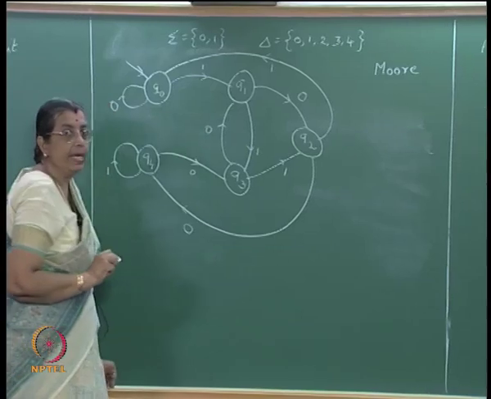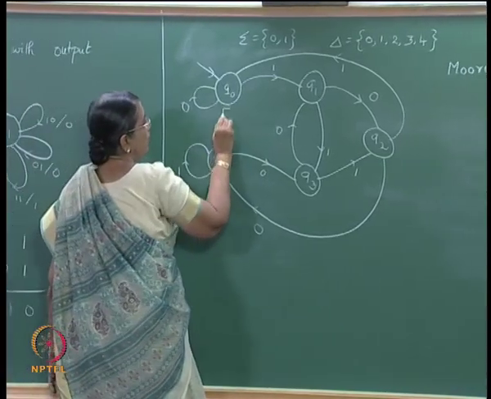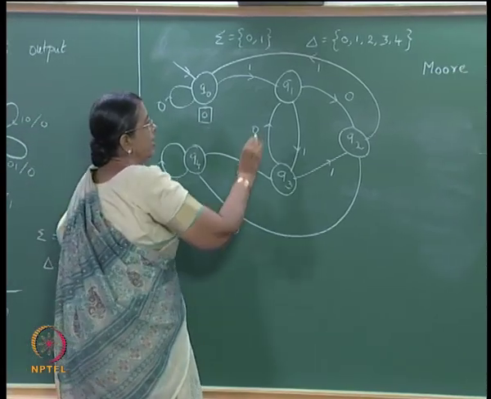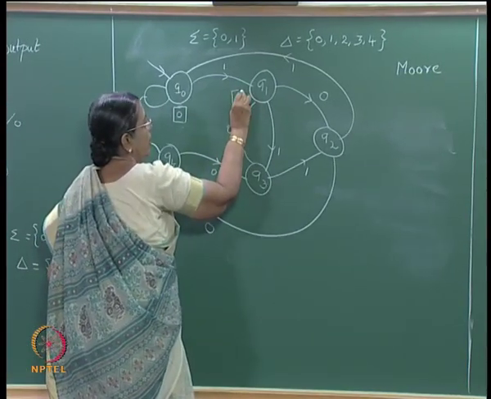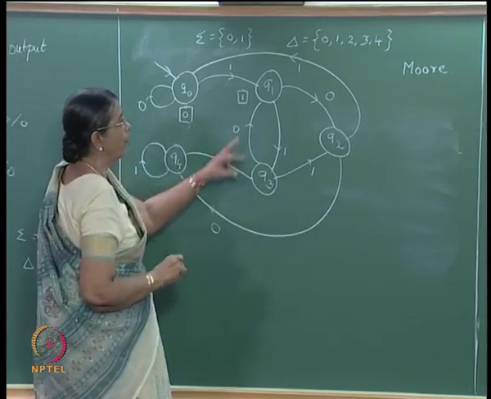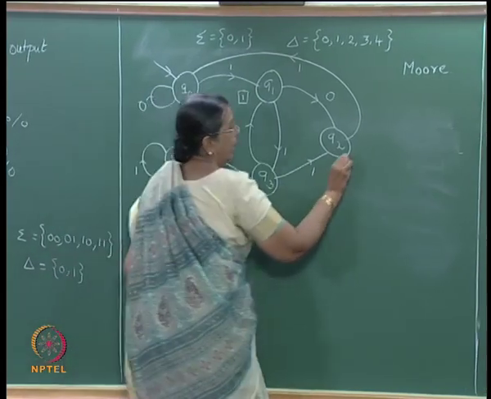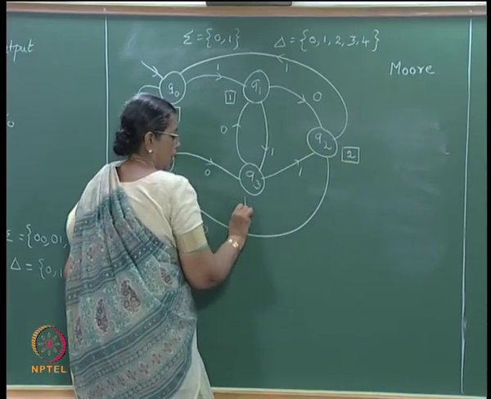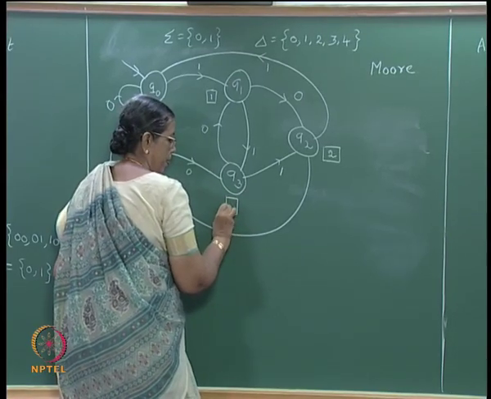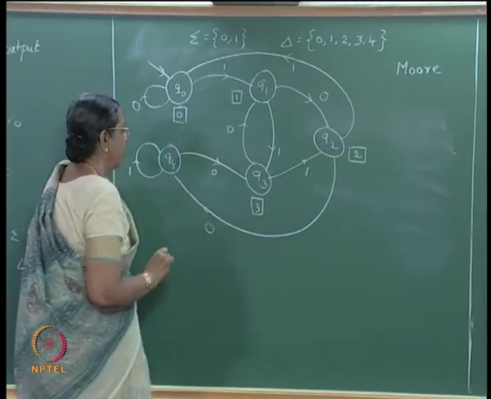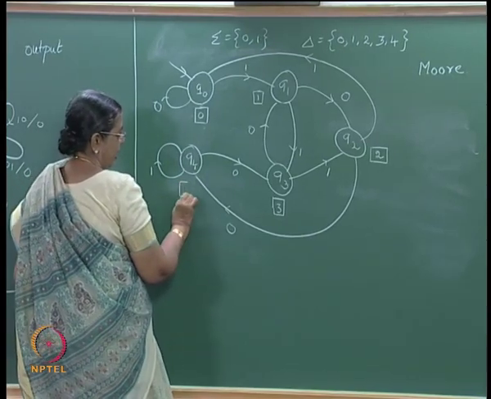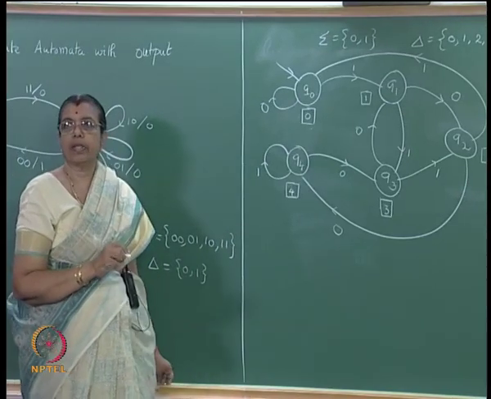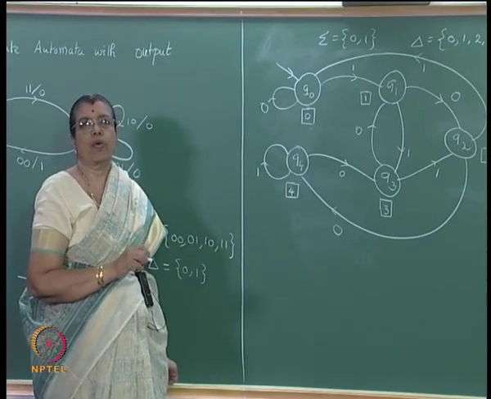So, when the machine is in this state, it outputs a 0, I am drawing the output within the square. When it is here, it outputs a 1. So, the output for this state is 1, the output for this state is 2, the output for this state is 3, the output for this state is 4. You see the output alphabet is 0, 1, 2, 3, 4.